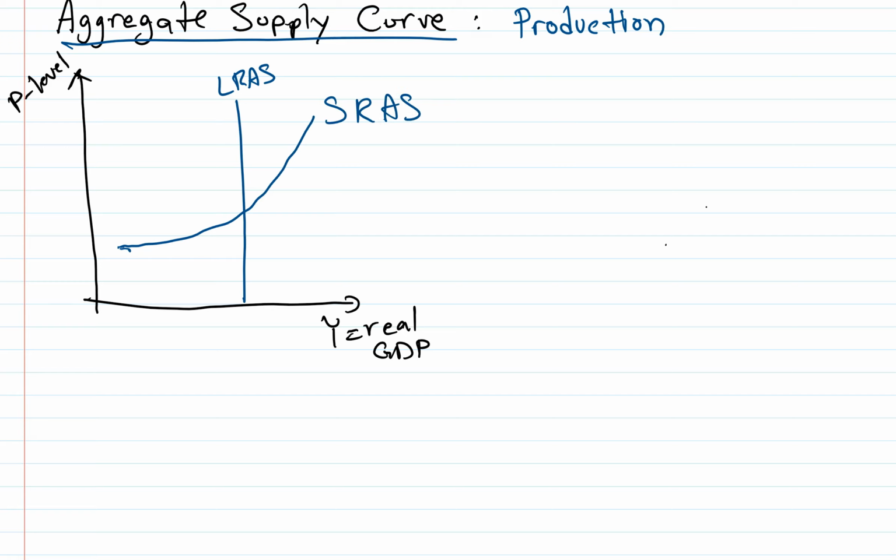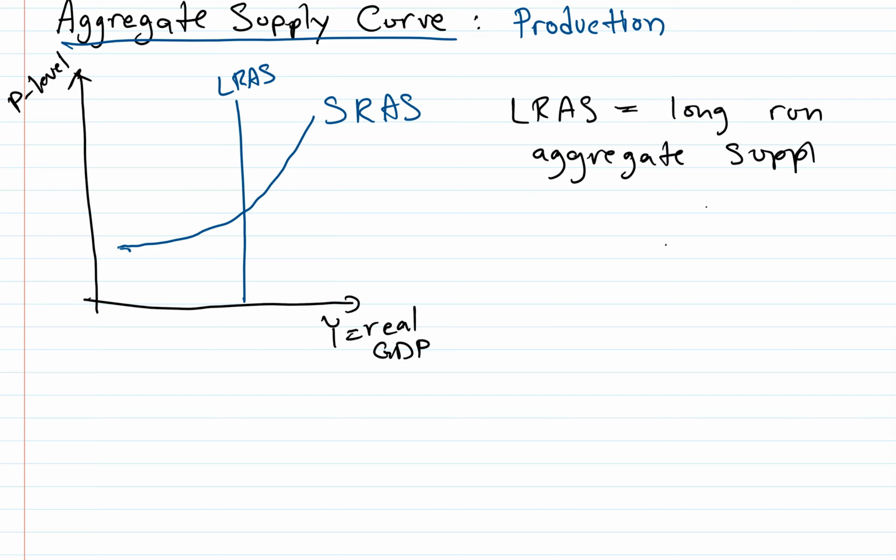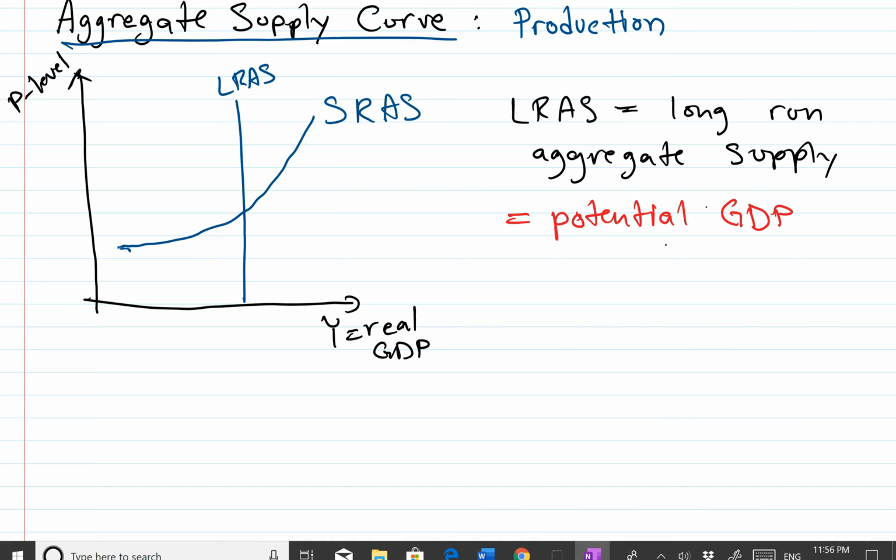Now in this video, we're only going to talk about one of them. We're just going to talk about the long-run aggregate supply. Okay, so let's get to it. So long-run aggregate supply, that's what it stands for. Basically, this one is just equal to something called potential GDP. Potential GDP is the production when all the factors in the economy are being used fully and sustainably.